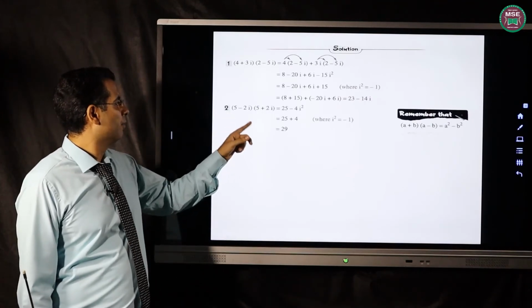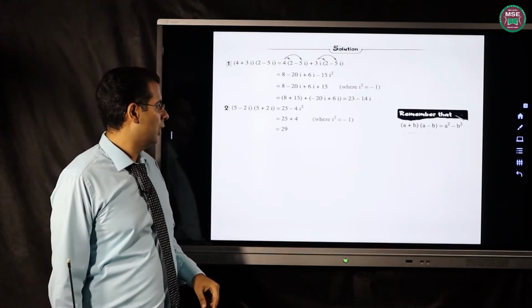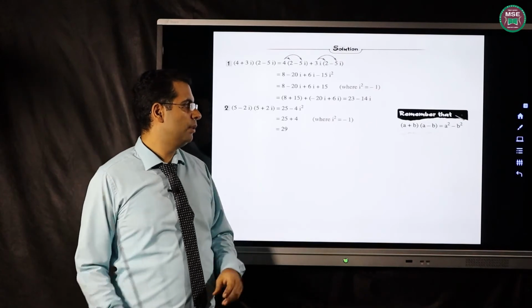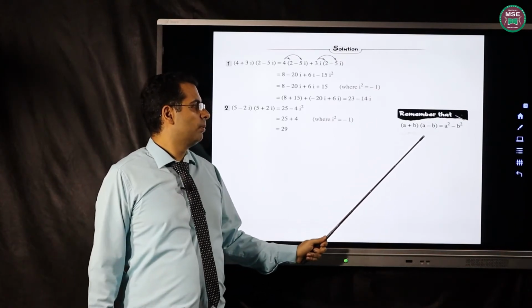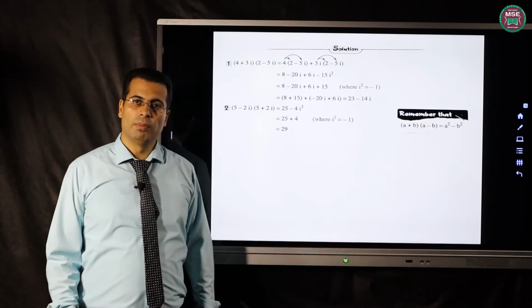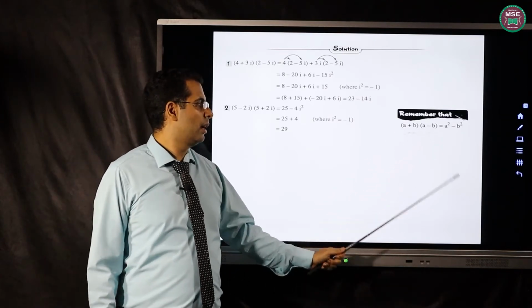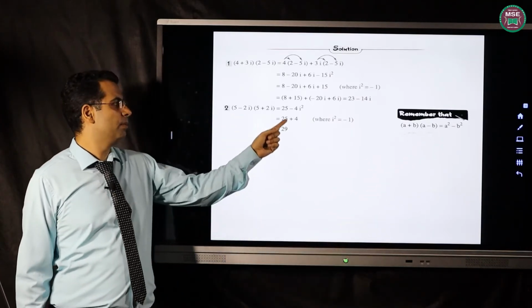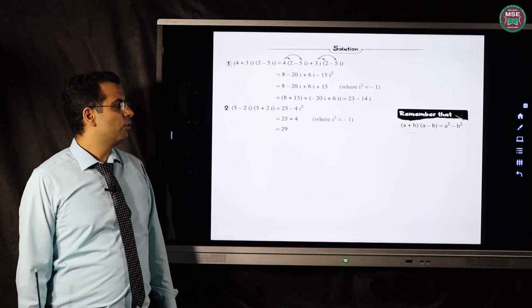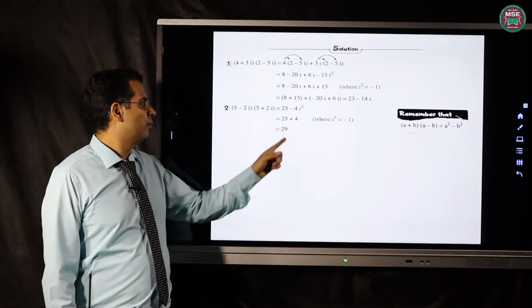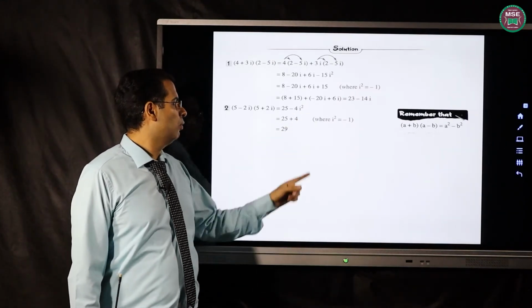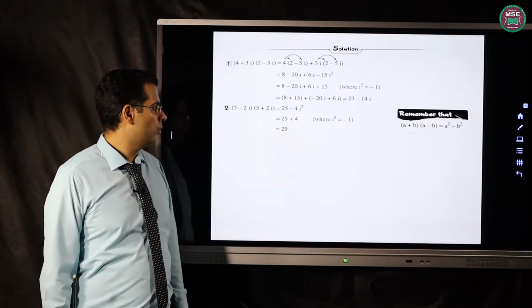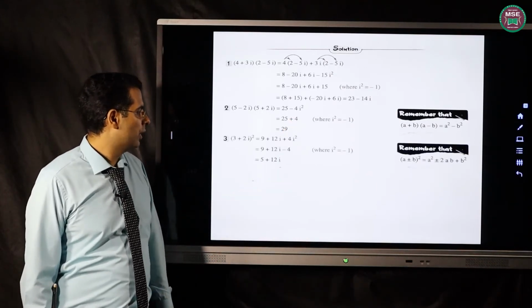Number 2, 5 minus 2i times 5 plus 2i. Two conjugate numbers we studied before. When I multiply a plus b times a minus b, multiply first times the first and second times the second. Also here, 5 times 5 gives me 25. Negative 2i times 2i gives me negative 4i power 2. Cancel i power 2 and change the sign, giving positive 4. 25 plus 4 equals 29.